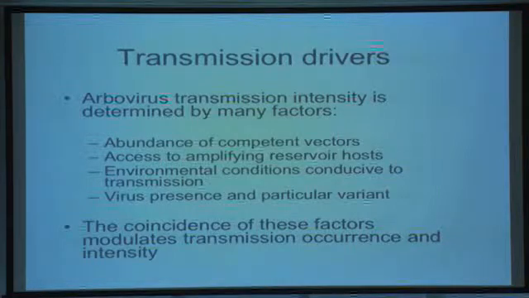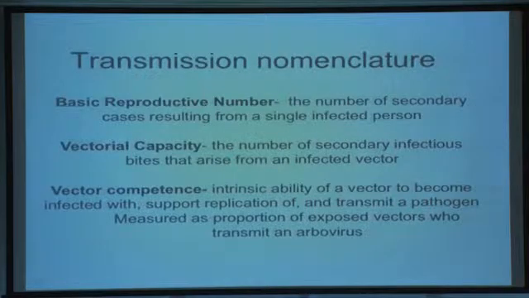So transmission drivers. Arbovirus transmission intensity is determined by many factors, including the abundance of these competent vectors, access to sufficient susceptible amplifying reservoir hosts, environmental conditions that are permissive to transmission, and perhaps also the presence of particular viral variants. All of these things have to come together at the right place and time to allow transmission to occur and for them to modulate transmission intensity.